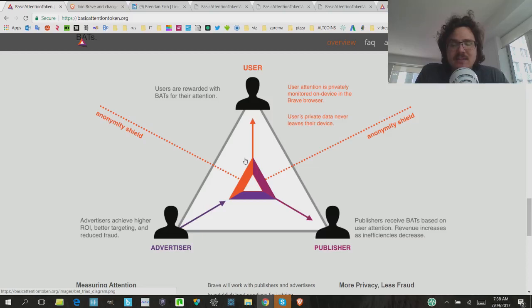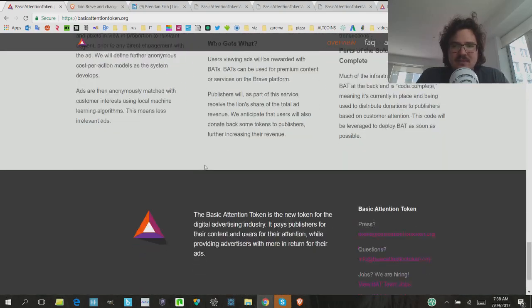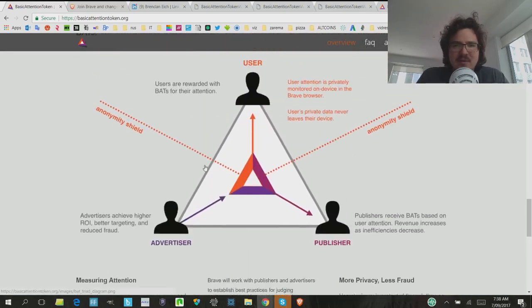You're protected as a user from advertising, and your anonymity is protected. As an advertiser, you're able to better target advertising to people, right? As a publisher, you're able to better get that attention, right? Revenues will increase, less fraud, etc., etc. So there's a lot of benefits for everybody here, and everyone can get paid in BAT tokens, which is, of course, a nice thing for those who are crypto enthusiasts.